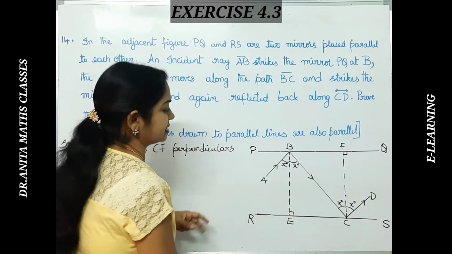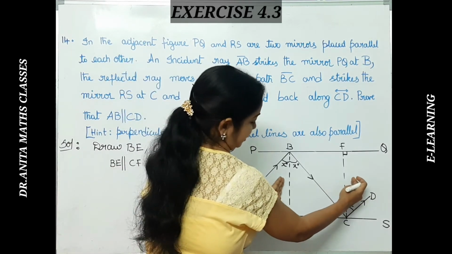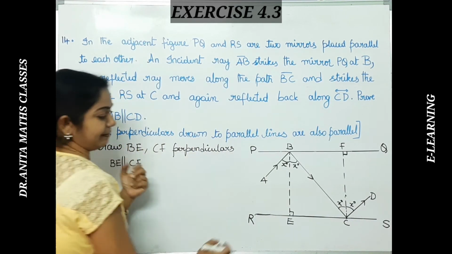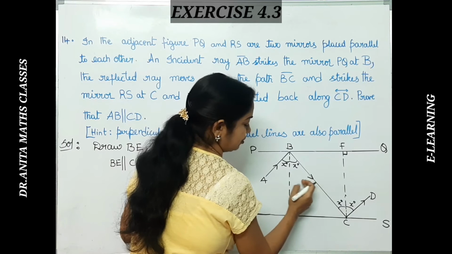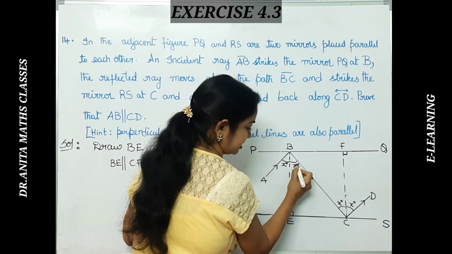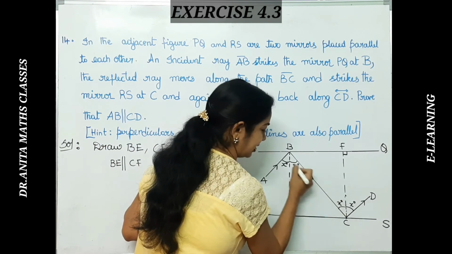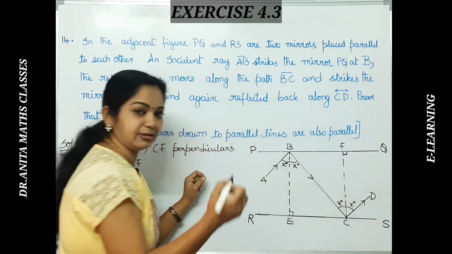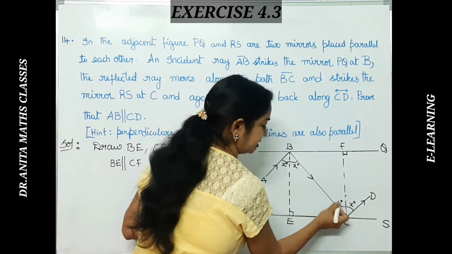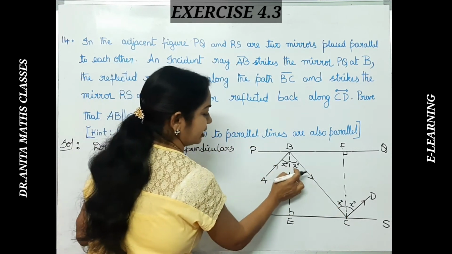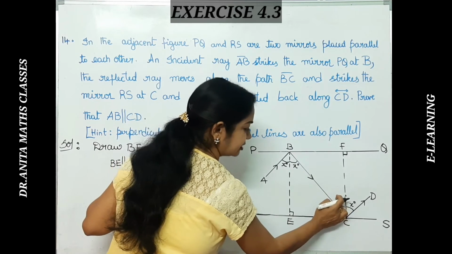Now let us consider these two parallel lines BE and CF. Since these two are perpendiculars and they are parallel, we already have this reflected angle and here the incident angle. These two are the same. And also in the parallel lines, these two are alternate interior angles. Alternate interior angles are equal. Here these two are equal, these two are equal, and these two are also equal.